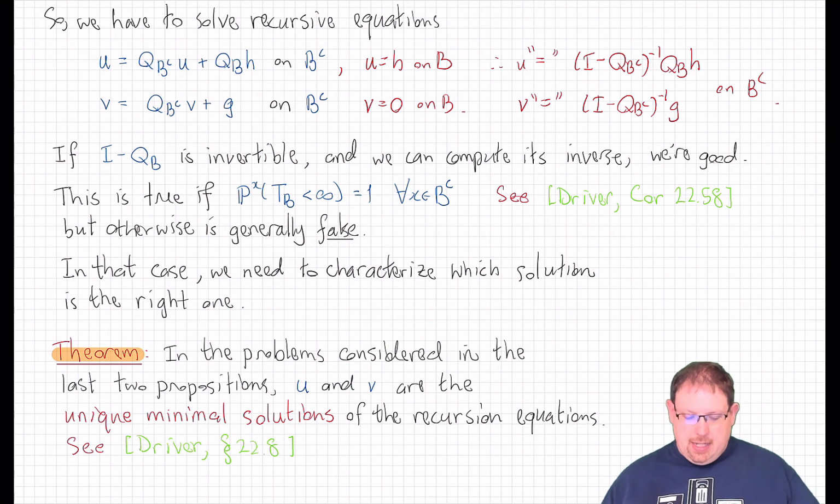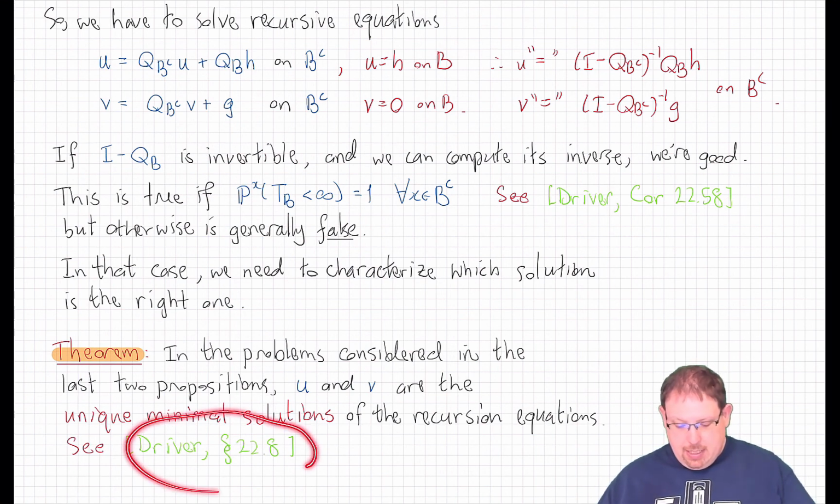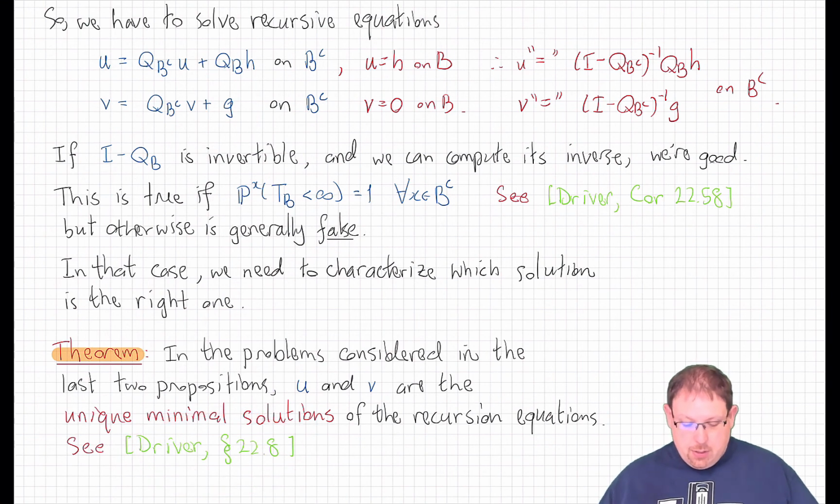We're not going to take the time to prove this, but if you're interested in the details, you can see section 22.8 of Driver's Notes. Some of the aspects of that theorem will come up in the next few lectures. Next time, we're going to see how to apply the tools that we developed here using first-step analysis to completely understand the behavior of biased random walks.